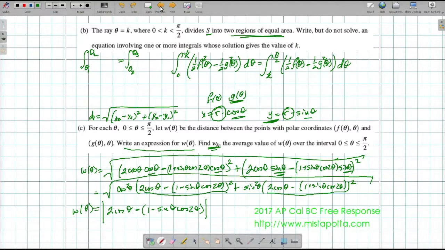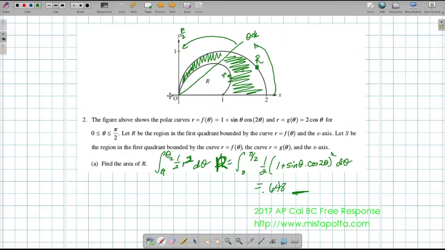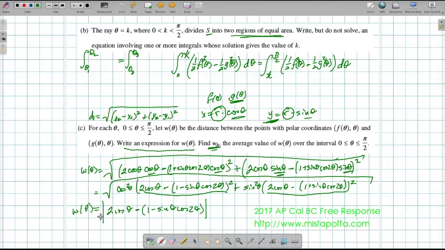And going back to our diagram, I notice that my 2 cosine theta, this outer function, is always greater than or equal to my f of theta, this inner loop, 1 plus sine theta cosine 2 theta. So because of that, I really can get away with not having these absolute value bars here. And of course, that's going to be nice when I'm trying to calculate wa.